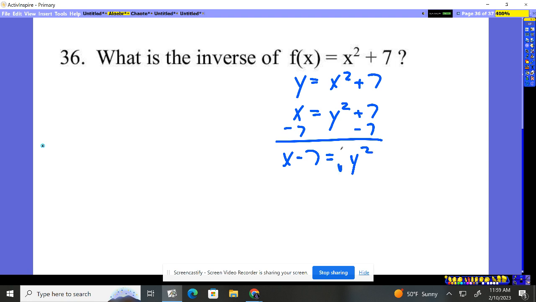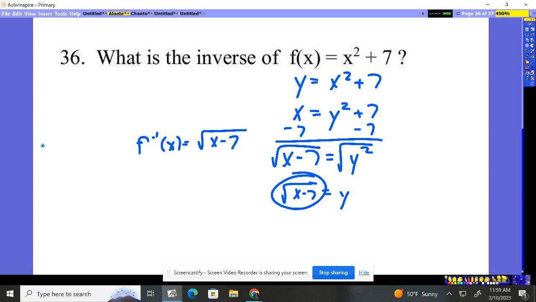How do I now get y by itself? I take the square root. And there's my answer. I don't have to worry about the negative, only the positive. So I simply say, oh, the inverse, which remember is written f negative 1 of x, is the square root of x minus 7.